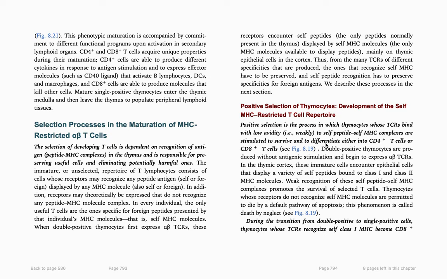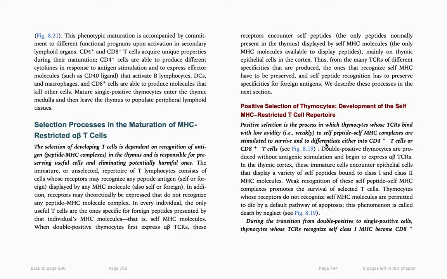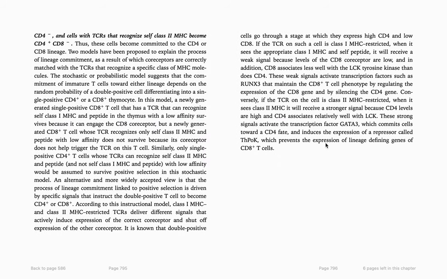During the transition from double positive to single positive cell, thymocytes whose TCRs recognize self class 1 MHC molecules become CD8 T cells, and the cell with a T cell receptor that recognizes class 2 molecules becomes CD4 positive and CD8 negative. Thus, these cells become committed to the CD4 or CD8 lineage.